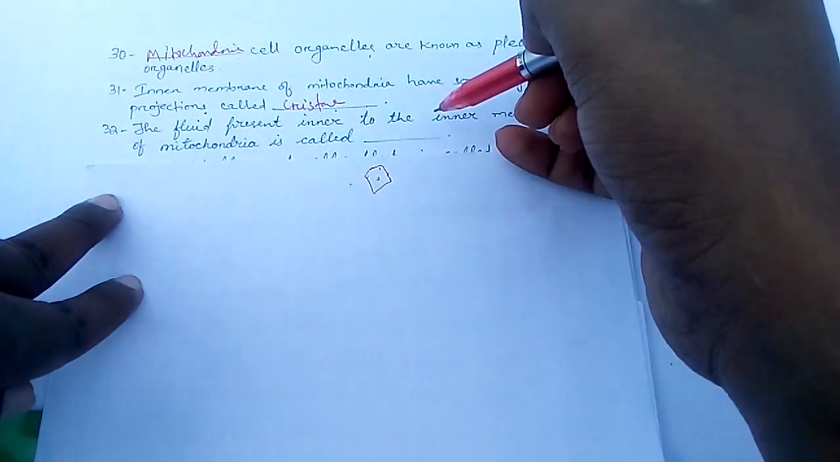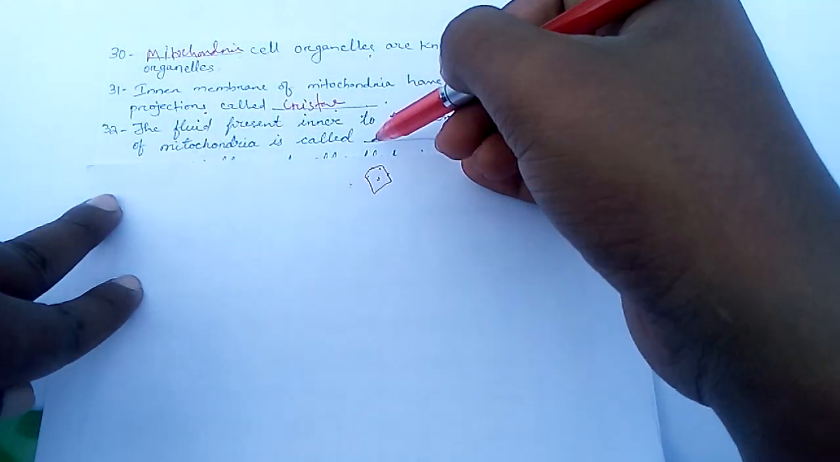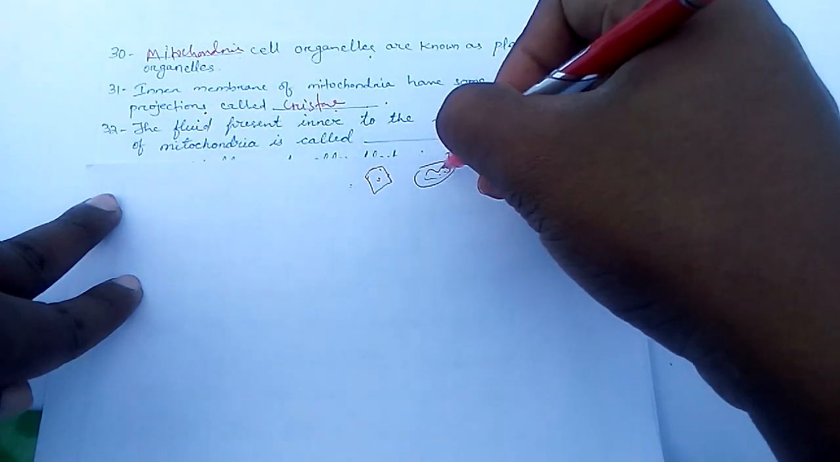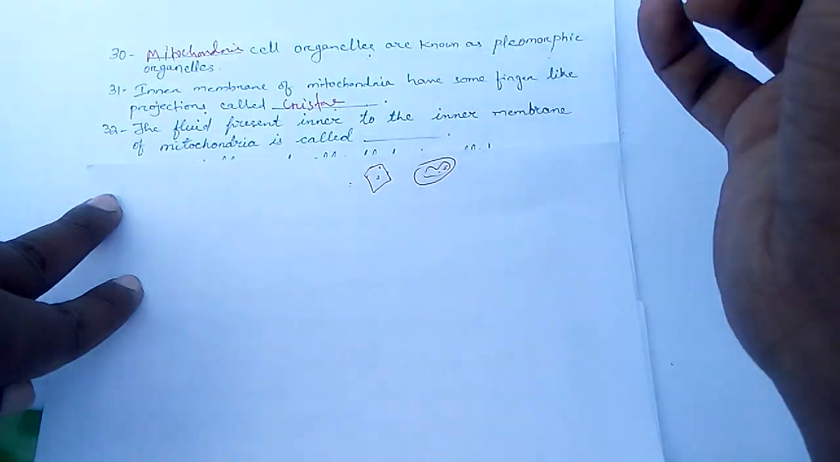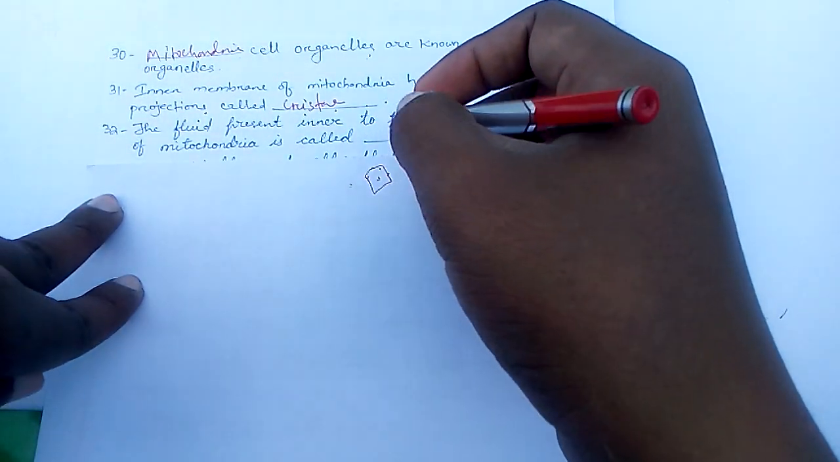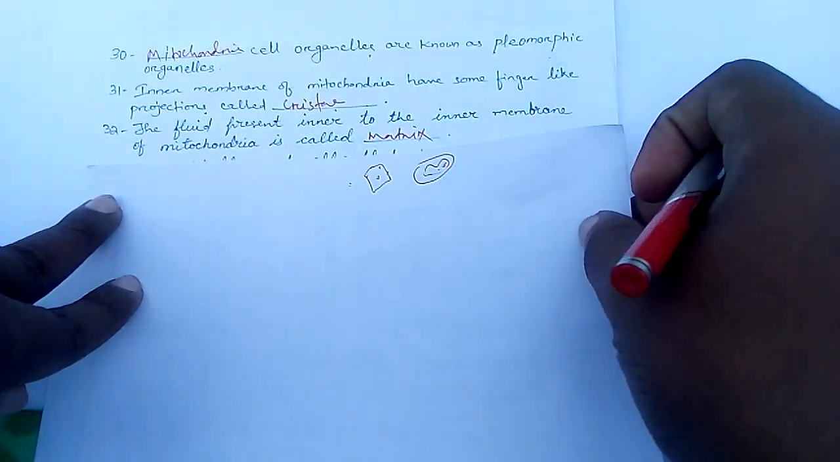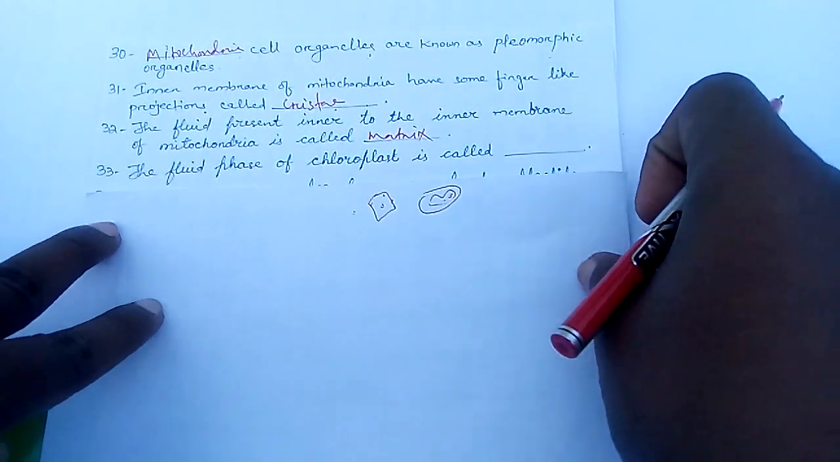Then question number 32. The fluid present inner to the inner membrane of mitochondria. The fluid present inside the inner membrane of mitochondria is generally known as matrix, M-A-T-R-I-X, matrix. Then next question, question number 33.